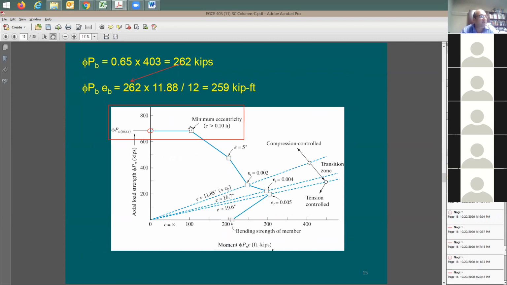So I guess between this point and this point, I should be able to connect with a line. Now I hope that you guys are clear on this line, and on this line. I'm putting points on the interaction diagram and connecting them with lines.